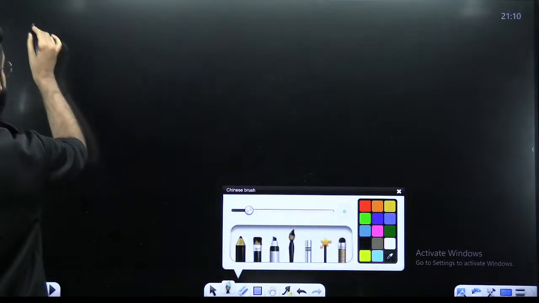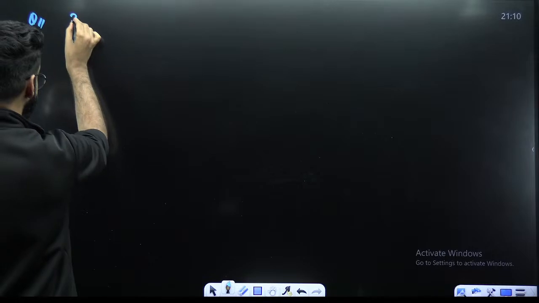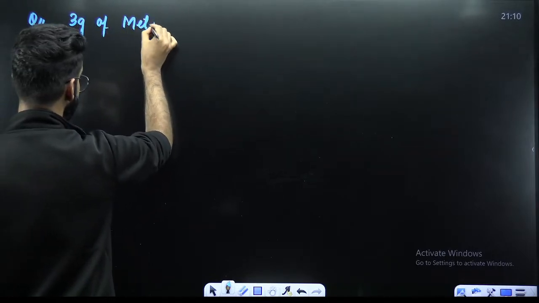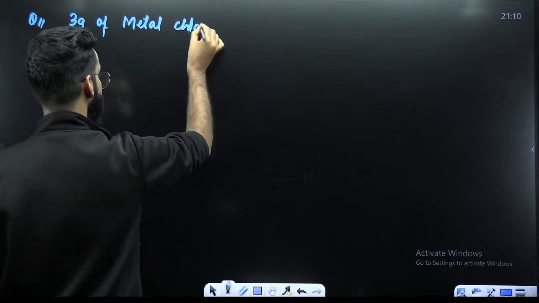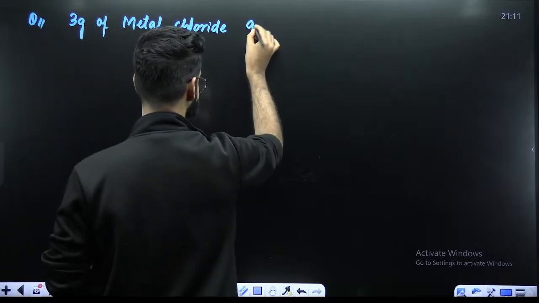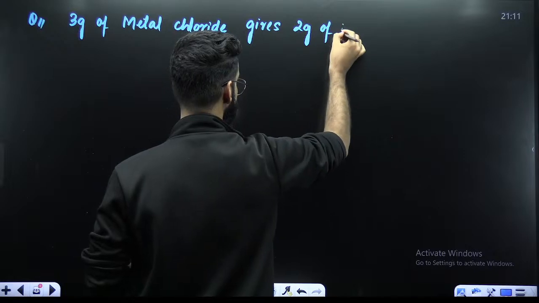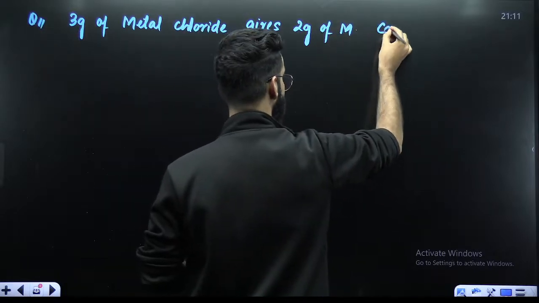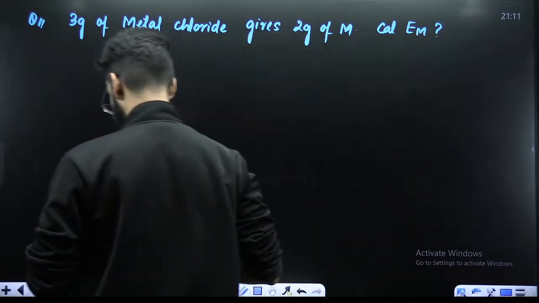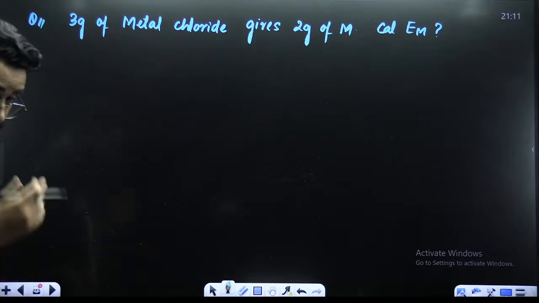For example, let's say you have got a question like this. 3 grams of a metal chloride gives 2 grams of metal. Calculate the equivalent mass of the metal. Well, you should be able to solve this one as well.